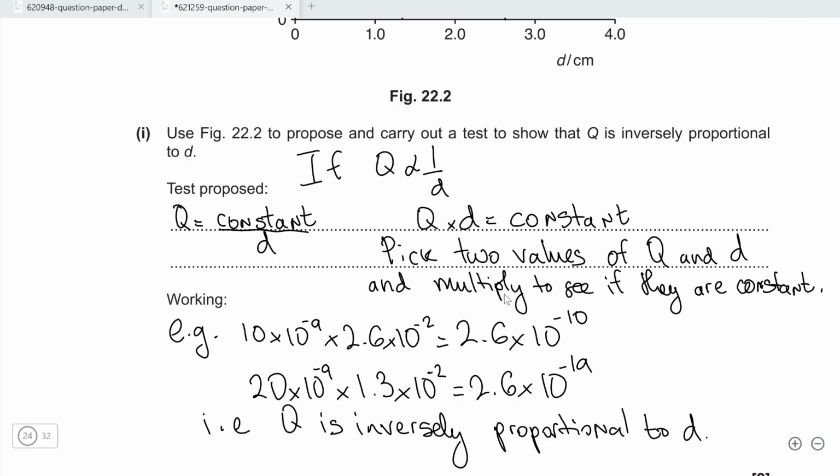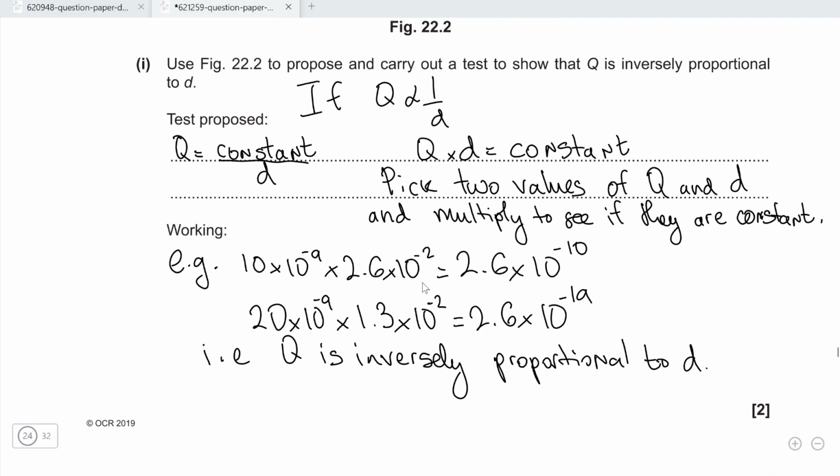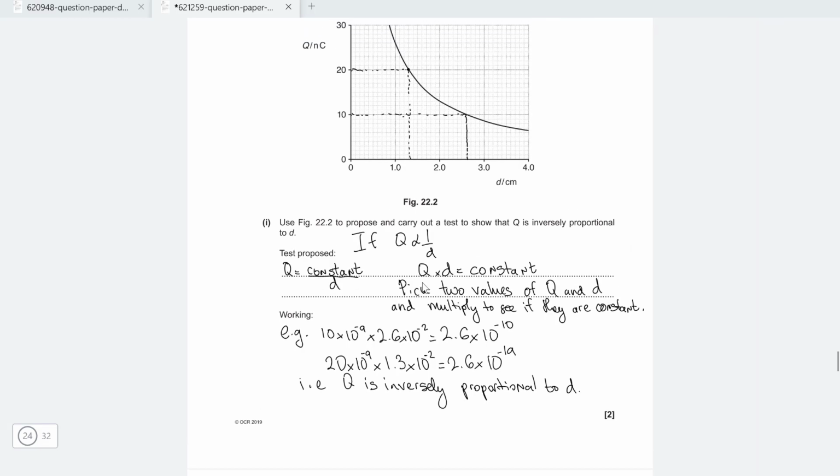In reality, we would probably take much more than two values. However, for the purposes of this 2-mark question, I'm going to pick 2 points. For instance, you can see the points which I have picked over here. So I picked this point over here, and I've multiplied the value of Q, which is 10. Just be really careful with the actual prefixes, so you can see that this is nanocoulombs, 10 to the power of minus 9, and this over here is given in centimeters, 10 to the power of minus 2.